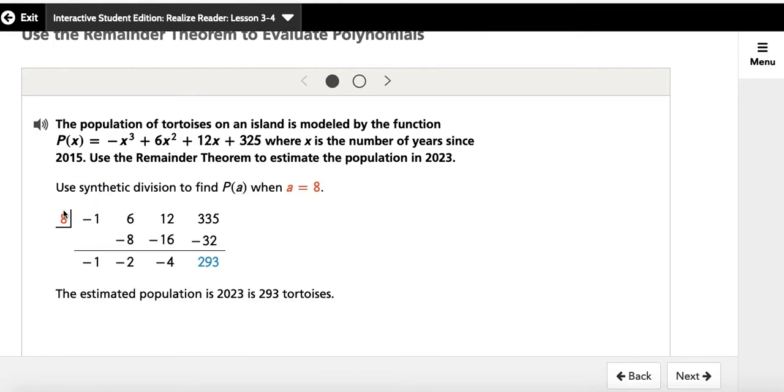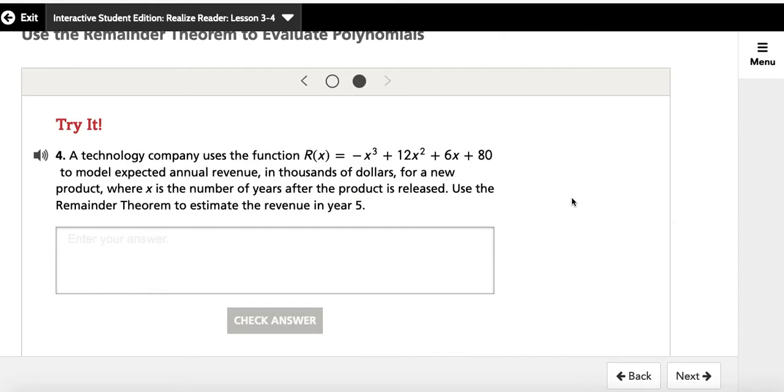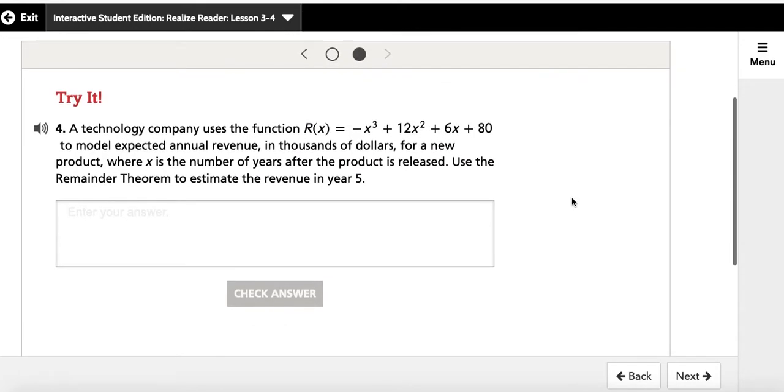We would have an 8, and then we'd have the coefficients, negative 1, 6, 12, and 325. And we would do synthetic division to find out what the remainder is, and the remainder is 293. So that tells us the estimated population in 2023 is 293 tortoises. Okay? We're just using the synthetic division to answer the question. And they have one question for us.